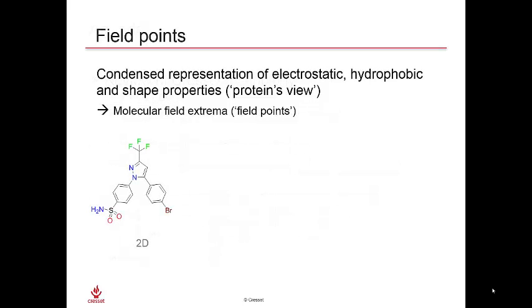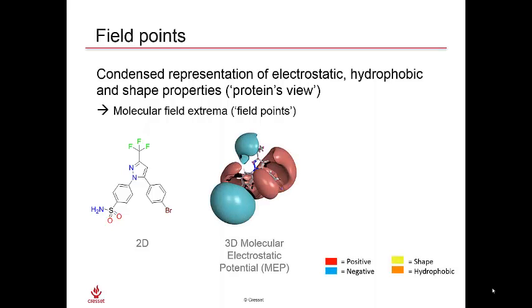Cresset's philosophy is all about looking at ligands the way they are seen or experienced by the protein receptor. To do this, we step away from the 2D representation and consider a ligand as something that has a three-dimensional distribution of shape, charge, and hydrophobicity. Now, comparing molecules using the full electrostatic potential energy surfaces is computationally expensive, so we've condensed this information down to what we call field points, which are placed at areas of local extrema in these functions.